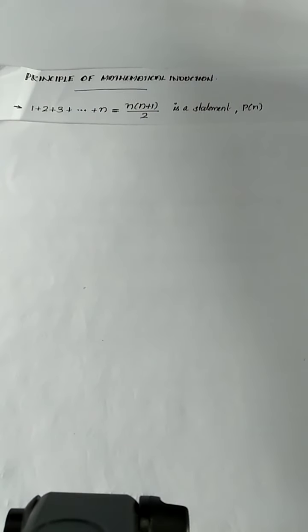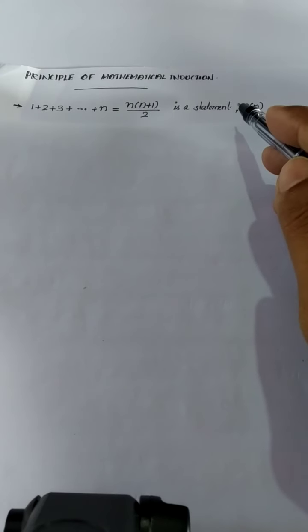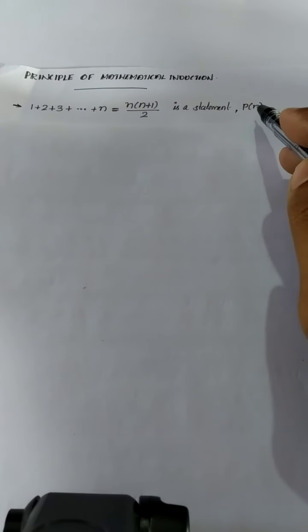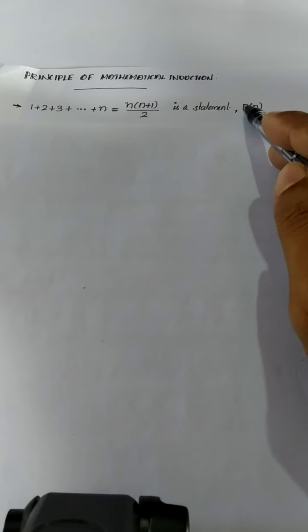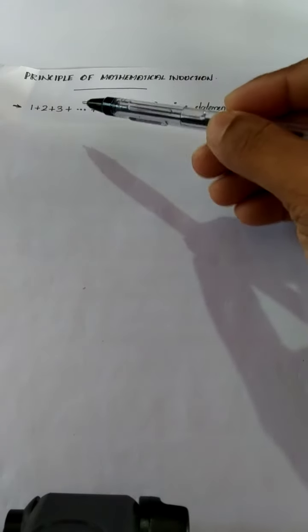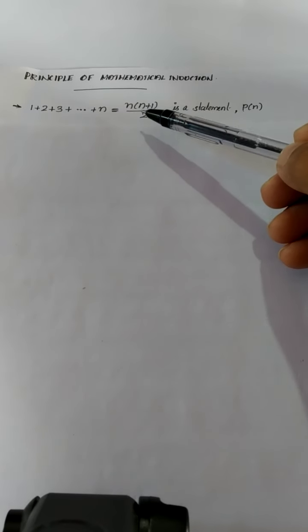That is 1 plus 2 plus 3 plus etcetera, plus up to n. Sum of first n natural numbers. This will be n into n plus 1 divided by 2. This is a statement. We are letting it be P of n, that means the statement in n. P of n. What is that? 1 plus 2 plus 3 plus etcetera, plus n is equal to n into n plus 1 divided by 2.